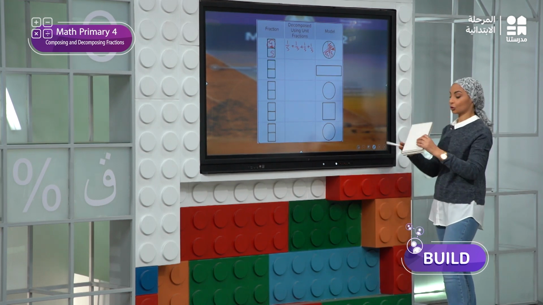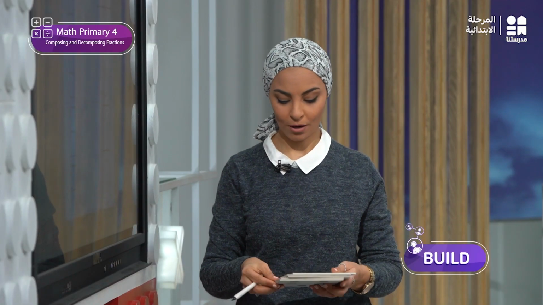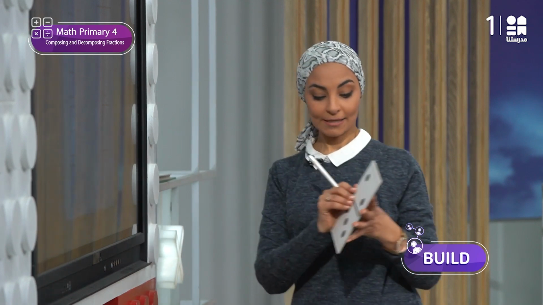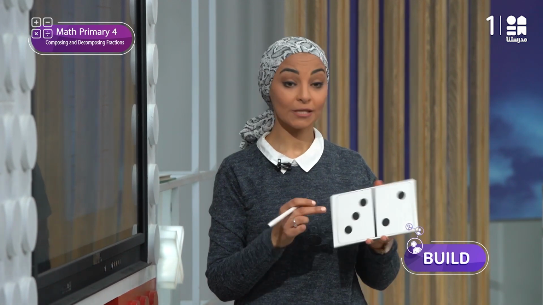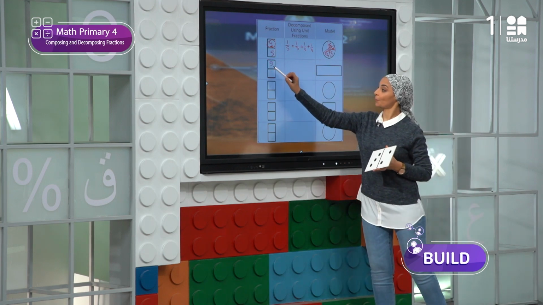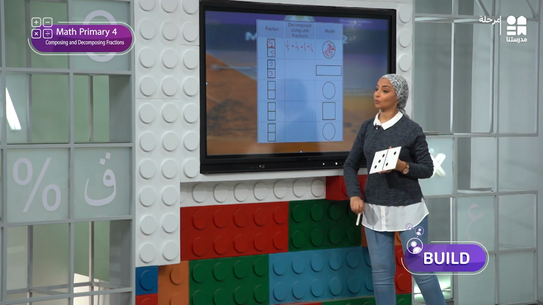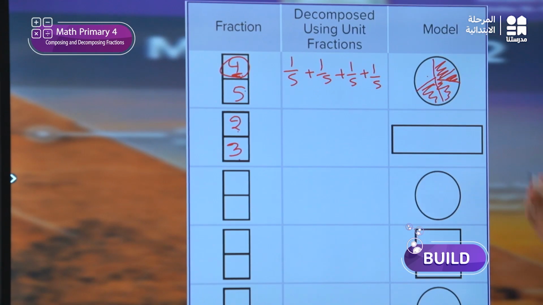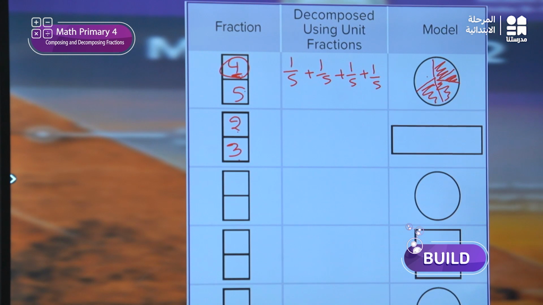Now I will draw this time another one which is this card. Let's see. Yes, this domino is 2 and 3. So I will write 2 up and I will write 3 down. My numerator is 2, my denominator is 3. Let's now decompose 2/3.